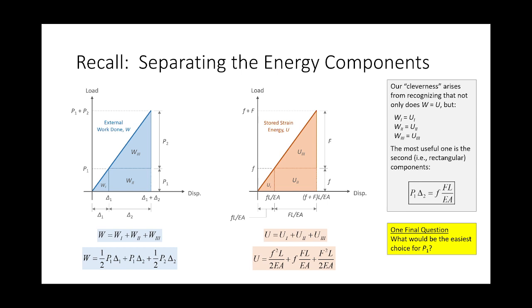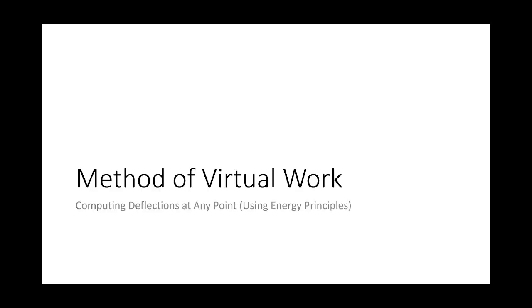And the way that we do that is we're kind of clever. We sum up all of our energy, and we only consider the components related to that virtual load and that real displacement. So we get this expression here, and we say, if I'm solving for delta 2, that P1 can be whatever I want it to be, so I'll just set it equal to 1. Hence the method of virtual work.